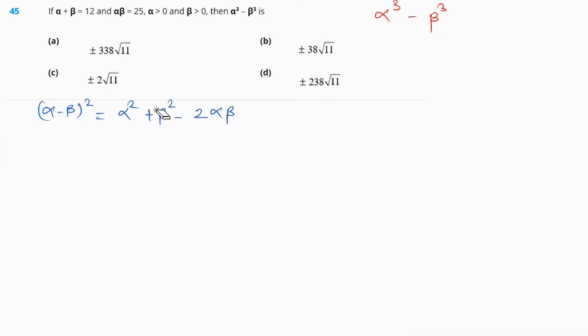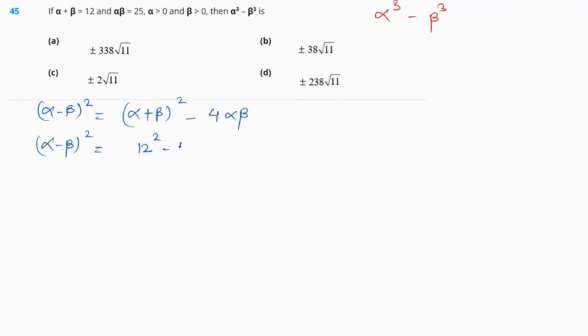Or we can simply write it, rather than going with this, since we don't have the value of this, we can use another formula: alpha minus beta square is equal to alpha plus beta square minus 4 alpha beta. That also we can write. Okay, so alpha minus beta square, we don't know the value. Okay, so alpha plus beta square is 12.